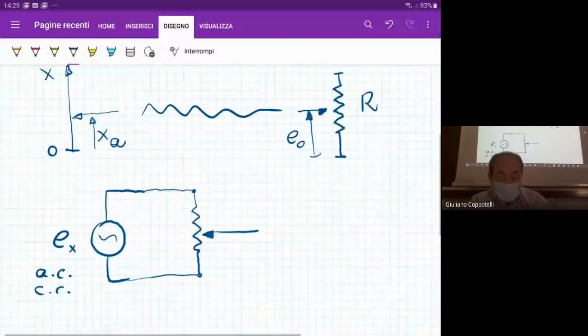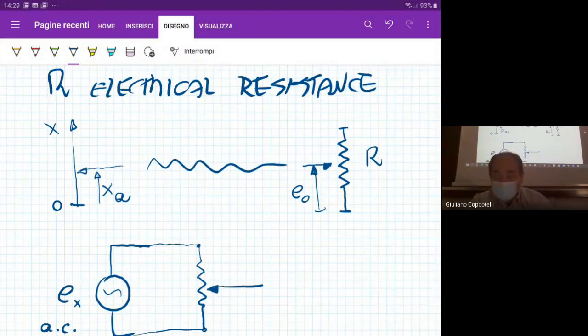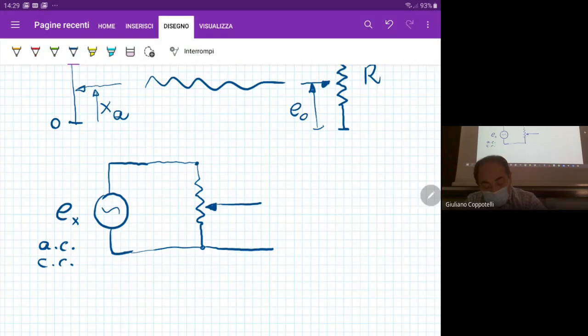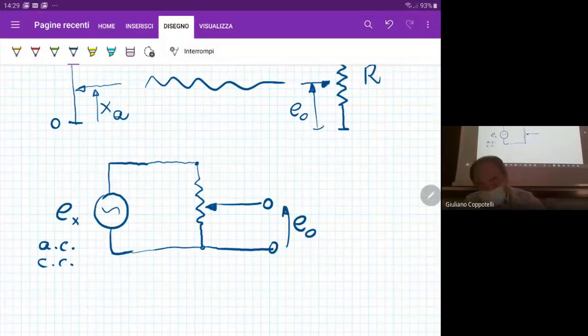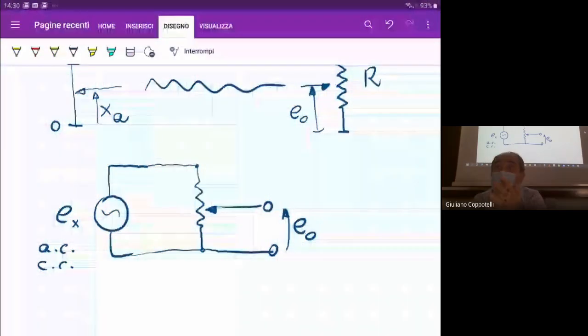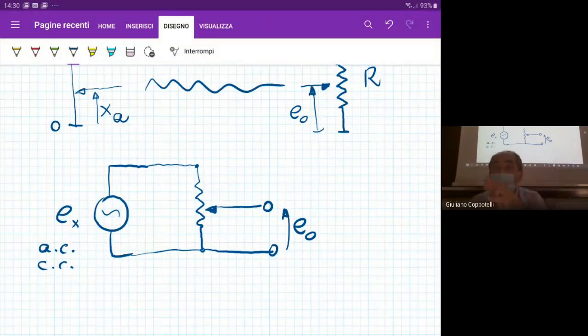Okay, going back to our transducer, the potentiometer. We have the basic circuit, the input tension, and then, as I said before, the output tension here. Let me call it EO. The output tension is somehow related to the unknown deflection, the unknown displacement. That is related through a mechanical system to the actual displacement.